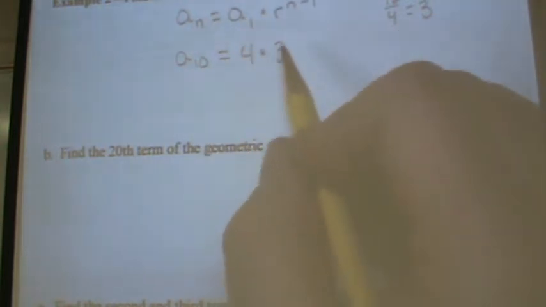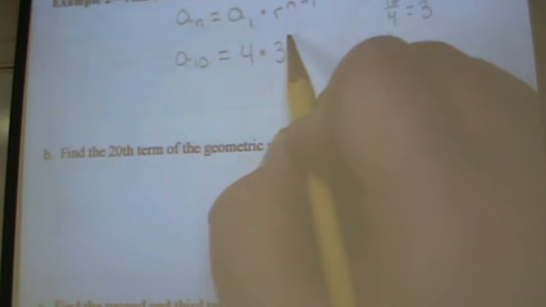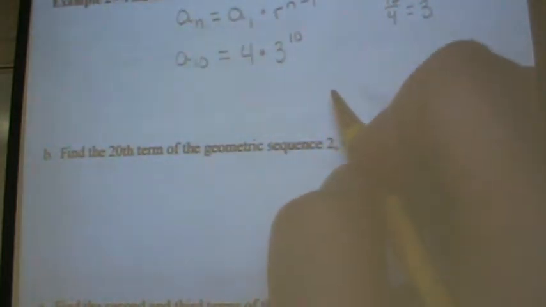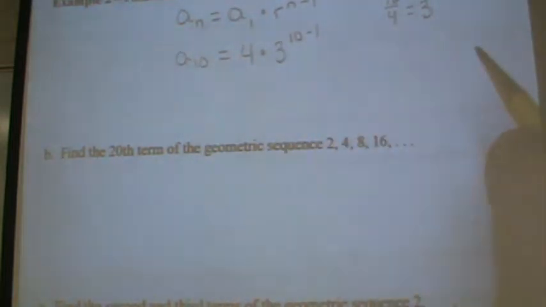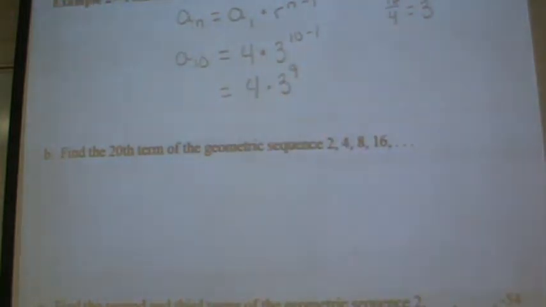Okay, what else? N, which is 10, the term, so it's 10. N was 10 because we're finding the 10th term, right? And then minus 1. Then you do the exponents first, so it would be 3 to the 9th power. So you get 3 to the 9th times 4. And what did we get? 78732. Nice.